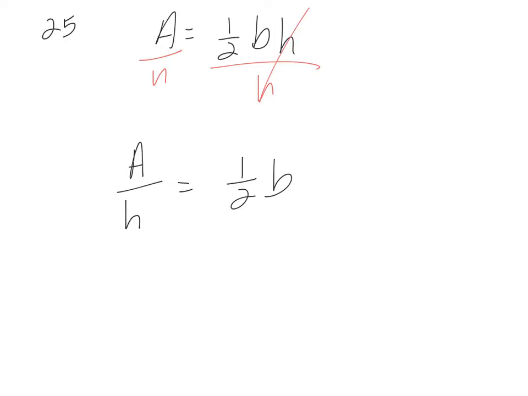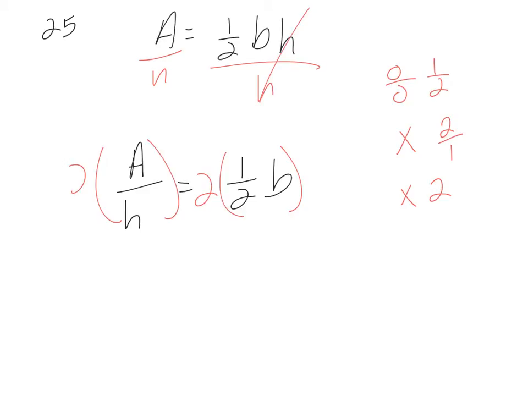So now you're trying to get rid of the 1/2 out of 1/2 times b. Okay, so there's a couple of ways to think about this. How do you undo times 1/2? Well, you would divide by 1/2. But dividing by 1/2 is the same thing as multiplying by the reciprocal, which is multiplying by 2 over 1, which is the same thing as multiplying by 2. So you would multiply both sides by 2. So the 2 and the 1/2 would cancel. So you're left with a b on the right side.